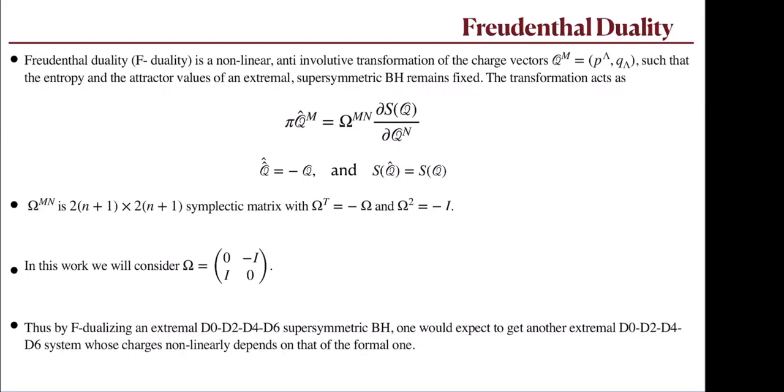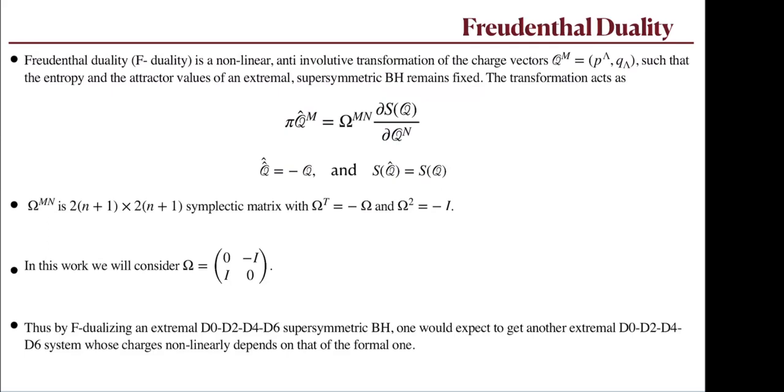So this duality is basically a nonlinear anti-involutive in a sense, because this will take you here. So what this tells you is that you have these charges, P's and Q's. P are your magnetic charges and Q are your electric charges. So what does it tell you? That Q hat is basically the new set of charges. If you define your new set of charges in terms of the old set of charges in this way, this jugglery, this S is the entropy. If you do that, then you can see that your entropy remains the same.